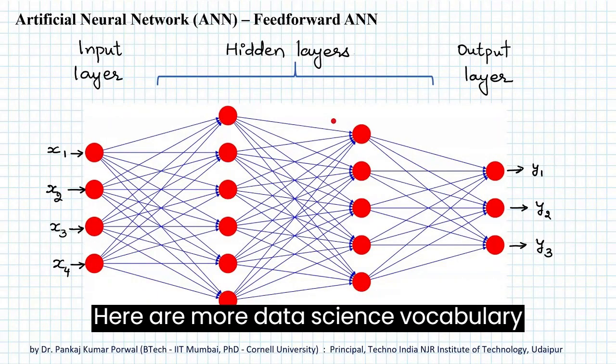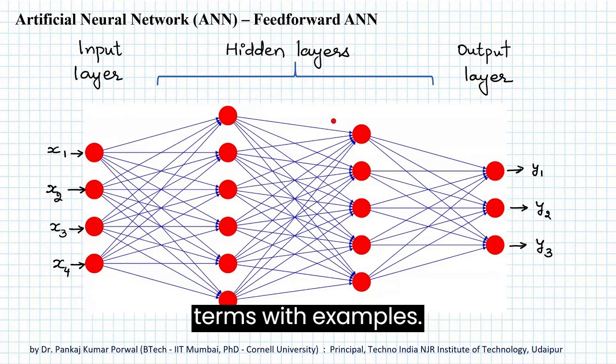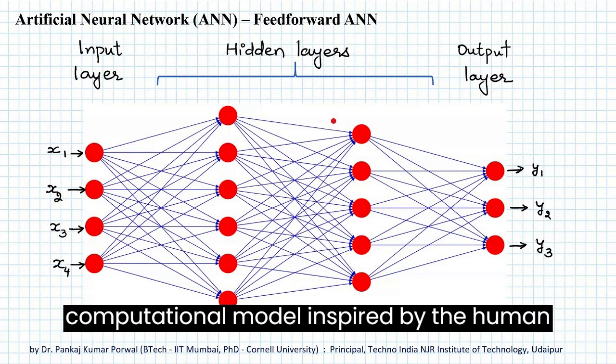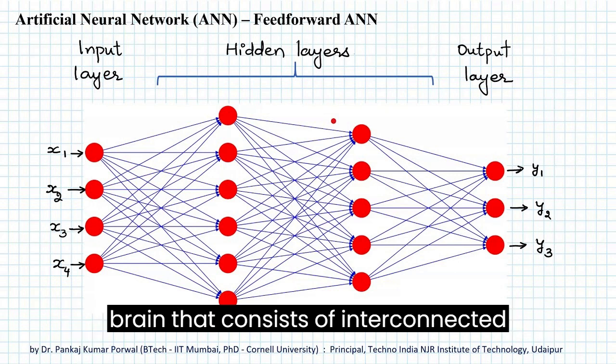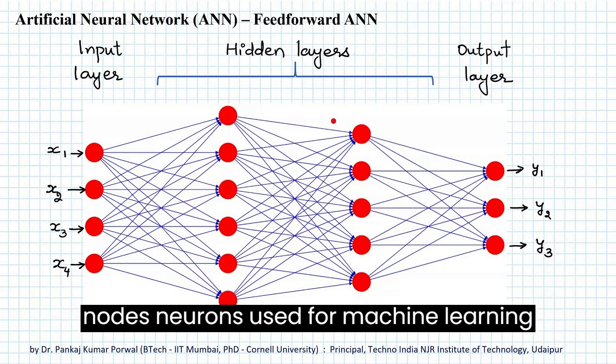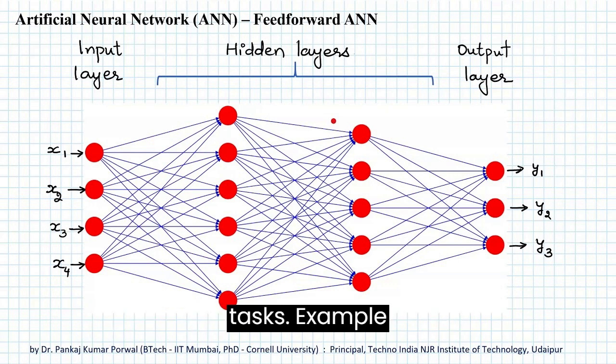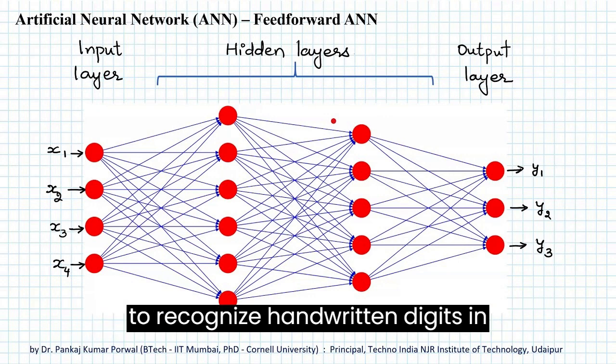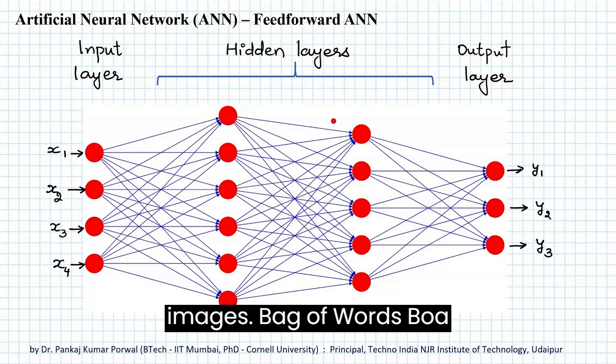Here are more data science vocabulary terms with examples. Artificial neural network, ANN, a computational model inspired by the human brain that consists of interconnected nodes, neurons, used for machine learning tasks. Example: building a deep artificial neural network to recognize handwritten digits in images.